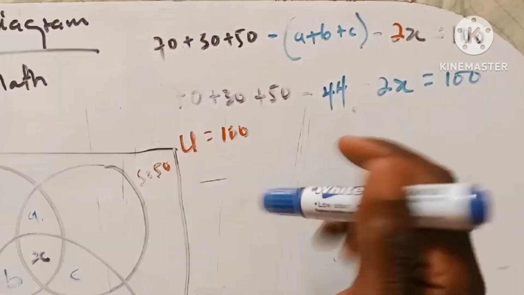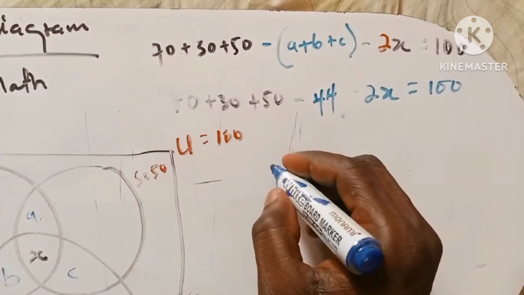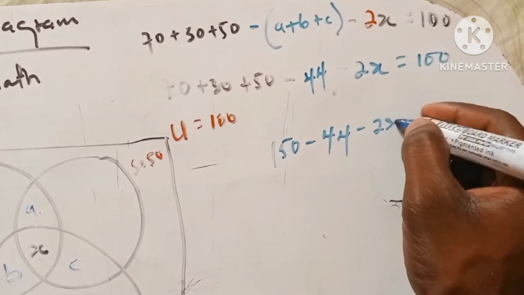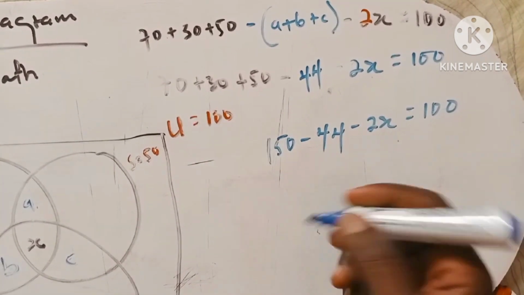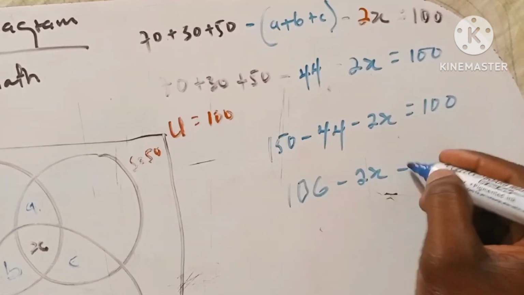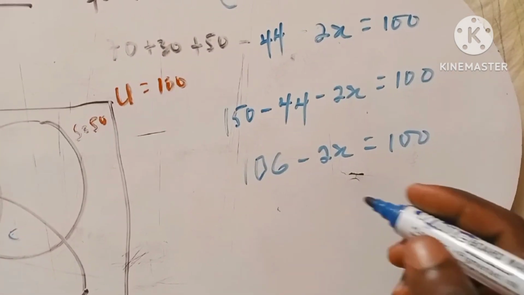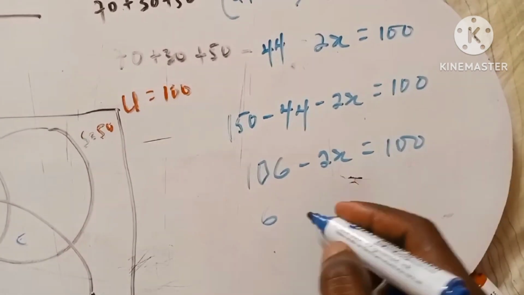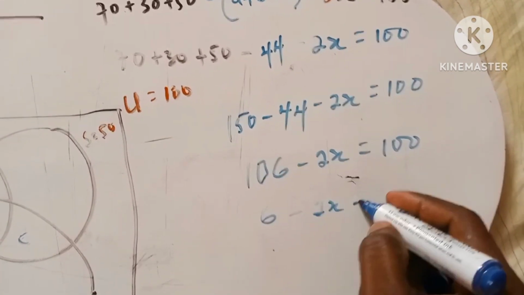So let's do these calculations here. By summing everything together here, we should have 150, right? So 150 and then minus 44 and then minus 2x, everything is equal to 100. So this minus that is going to be 106, right? So 106 here and then minus 2x, that is equal to 100. We are going to subtract 100 from both sides of the equation. You know how to solve this, right? So that is equal to 6 here, minus 2x, and that is equal to 0.